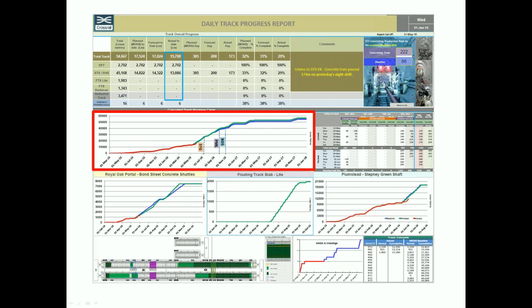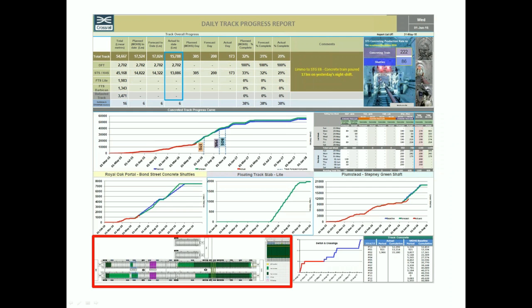There's obviously a cumulative curve there, so you can see that we're tracking with a red line slightly behind our base program, and then we've got a graphic on the bottom left-hand side showing how we're doing in terms of our concrete program. There's a graphic there which just indicates where we're actually currently working.